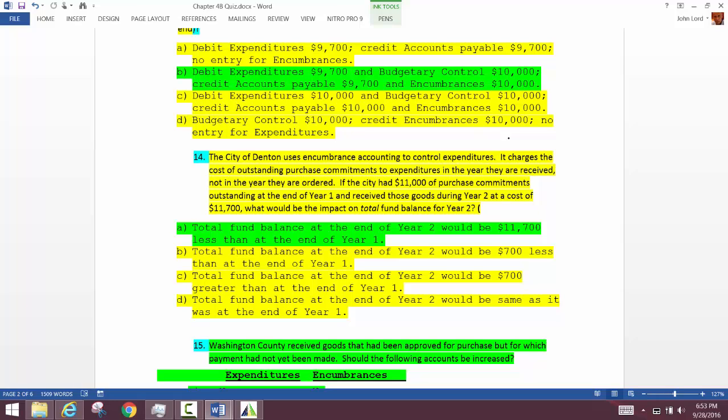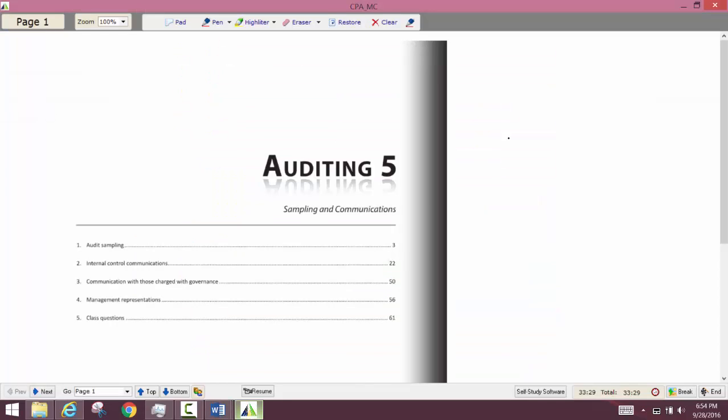$11,700, what would be the impact on the total fund balance for year 2? The green is the answer. Total fund balance at the end of year 2 would be $11,700 less than at the end of year 1. Let's go through and figure that whole thing out. I'll do it over here on this sheet that I had.